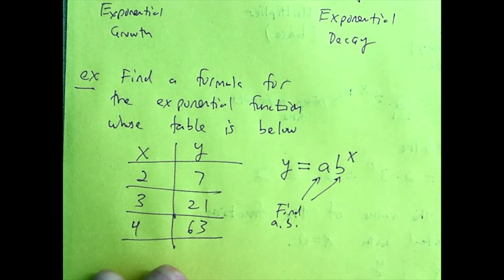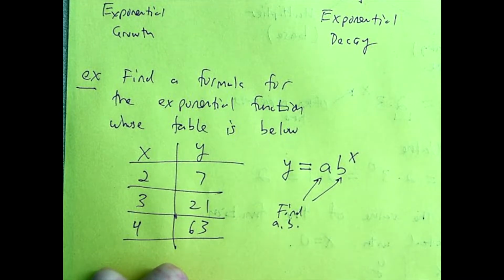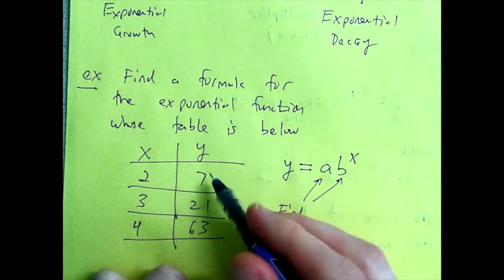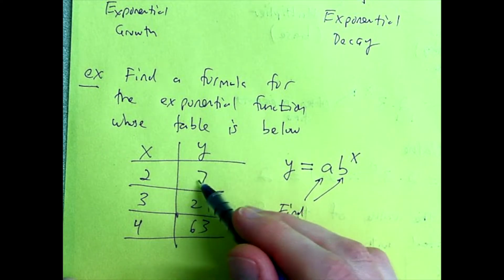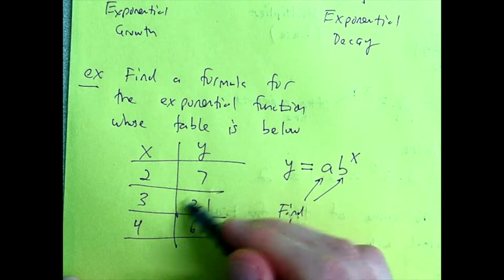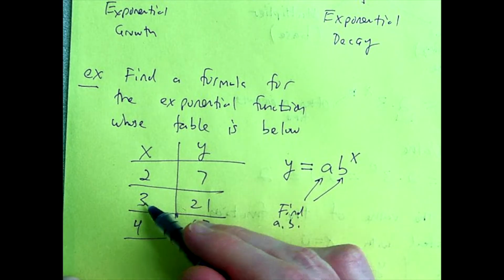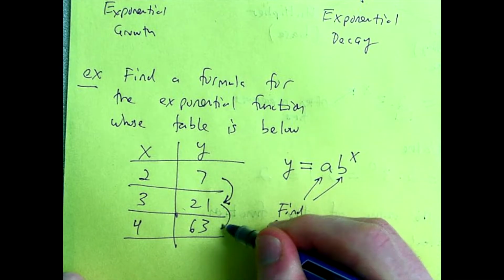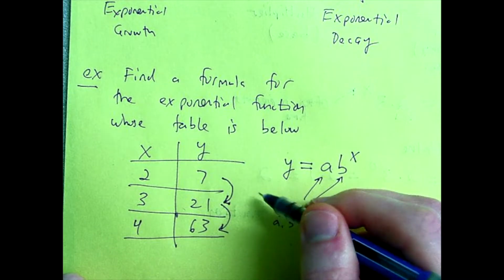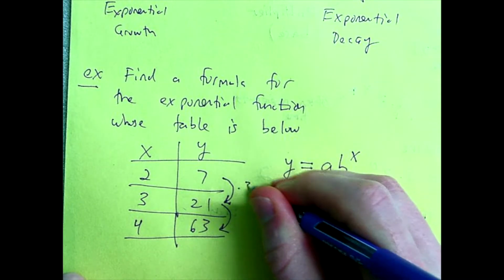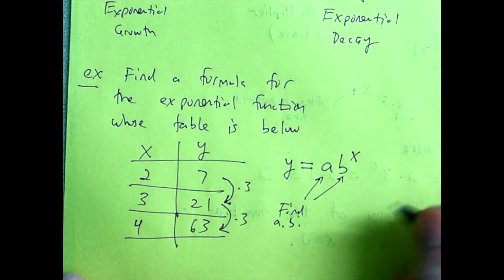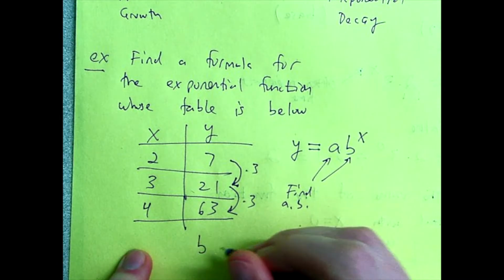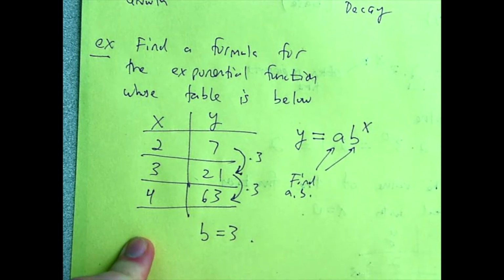b is the multiplier, right? It is the number by which you multiply every time to move between consecutive y values. If you look, these y values are consecutive, right? This is the y value associated with 2, and then this is the very next y value, the y value associated with 3. What do you have to multiply by to move between these consecutive y values, from 7 to 21, from 21 to 63? Well, you have to multiply by 3. So surely b is equal to 3. Great. Okay, so that's our b value.